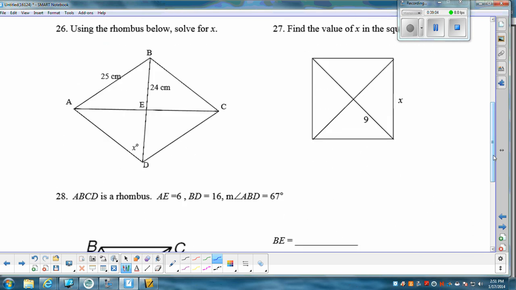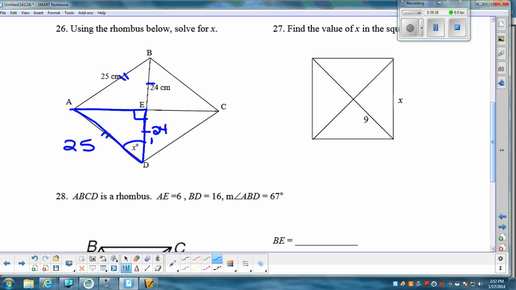26, we have to solve for x. Well, we know BE has to be congruent to DE because our diagonals bisect each other, which means this is 24. And we know that AB has to be congruent to AD because it's a rhombus, so that's 25. We look at the triangle right here, we know this angle here is 90 degrees because our diagonals are perpendicular. So we're going to use some trig to figure out angle x.